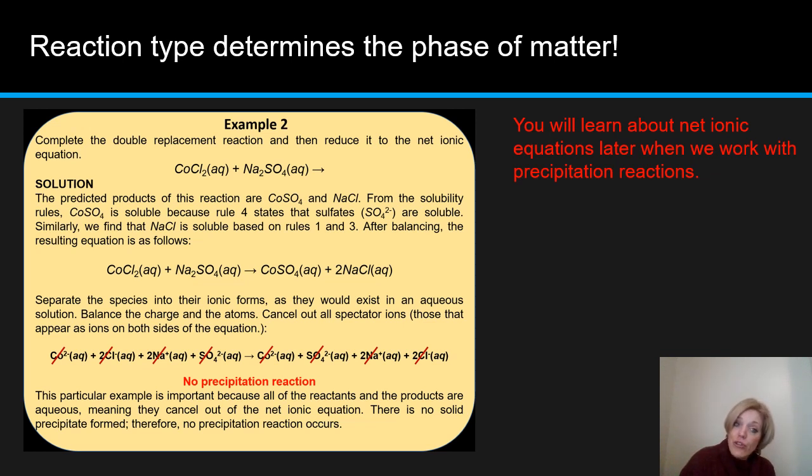After balancing, the resulting equation is as follows. Can you see there that you first write out your reaction, then you predict your products based on what you know about single and double displacement reactions. Then you balance, and the last thing you're going to do is add your phases. Don't worry about separating your species into ionic forms. We don't do that now. We do that much later.